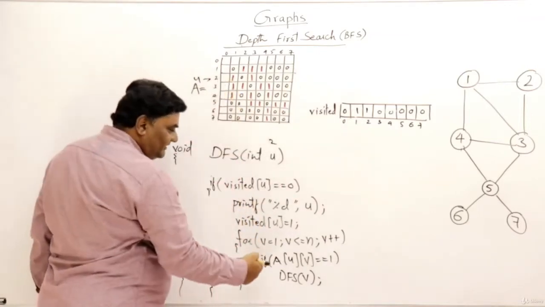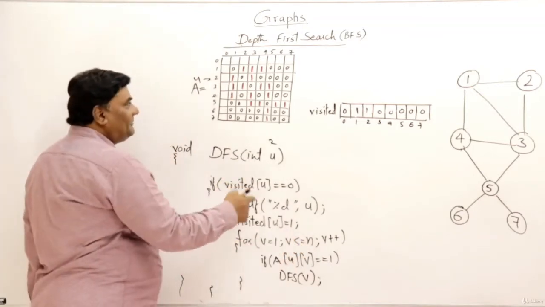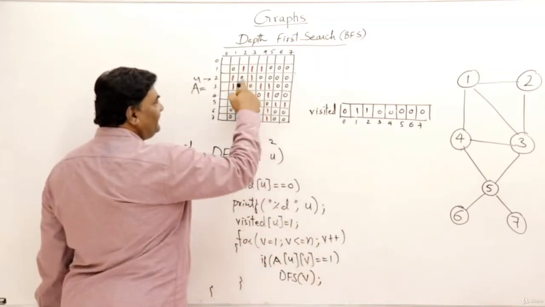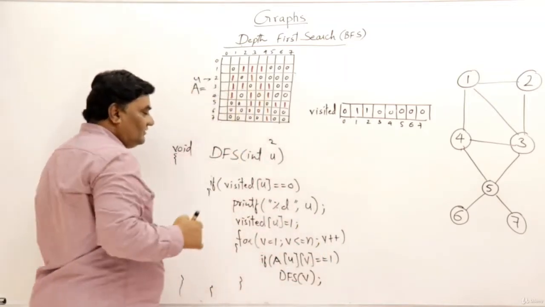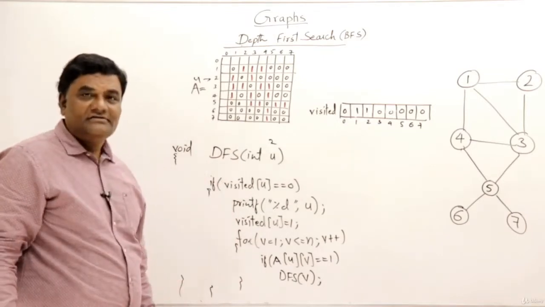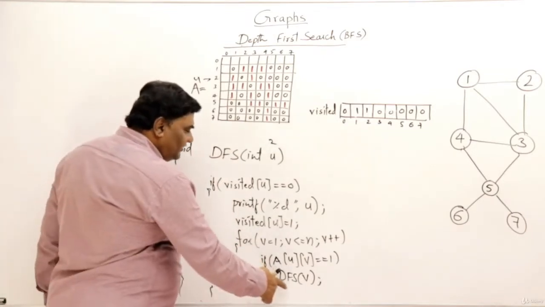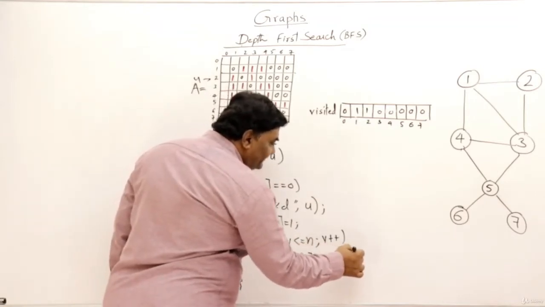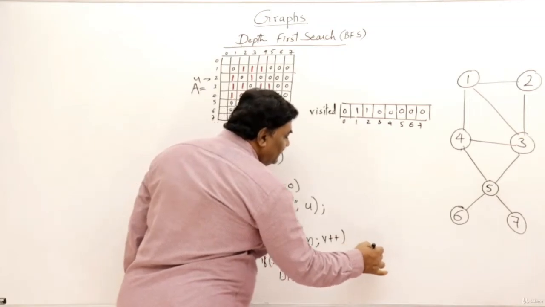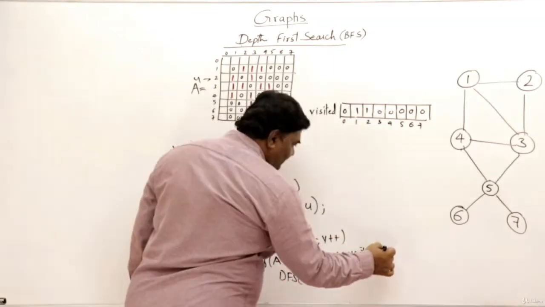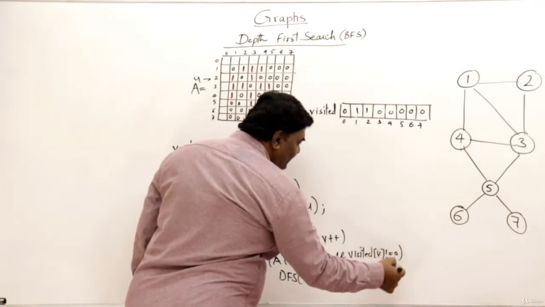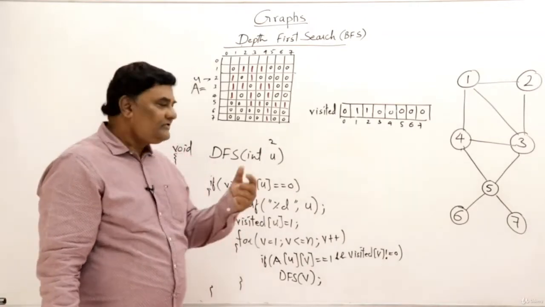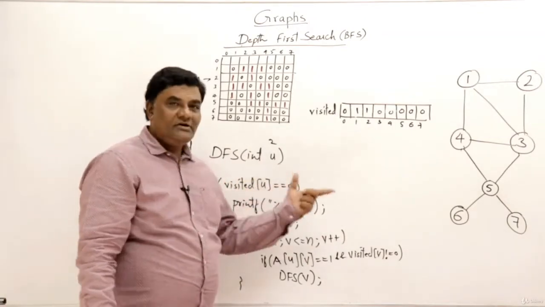First one, v, it's already visited, so nothing will happen. Next 0, it's not 1, so it will not call upon this. Then upon 3 it will call. So it will call upon 3 again. This is how it will continue. To avoid the call if it is already visited, I can add one more condition: and visited of v is equal to 0. Then only call. If it is already visited, it will not call the function. Anyway, even if it calls, this condition will stop it.